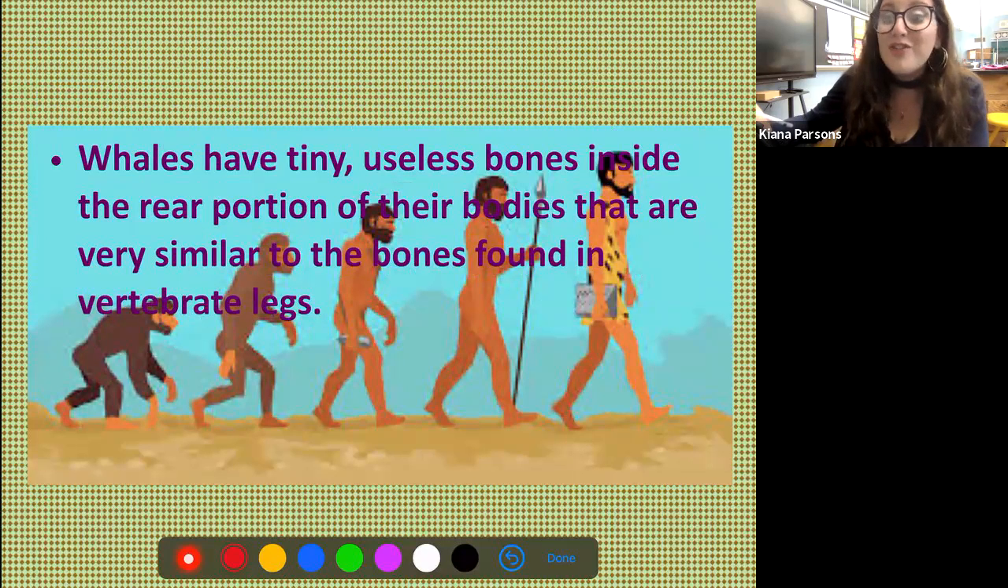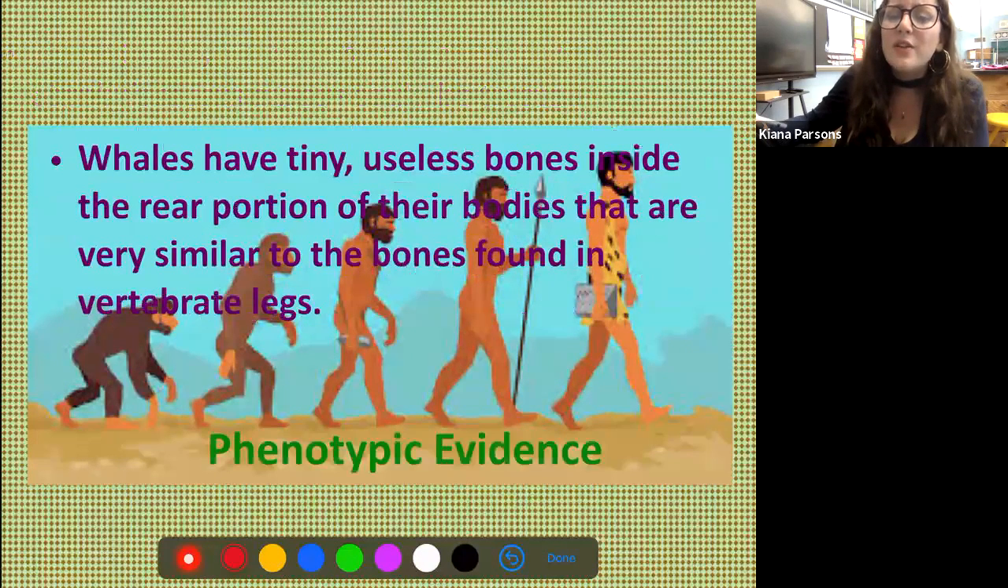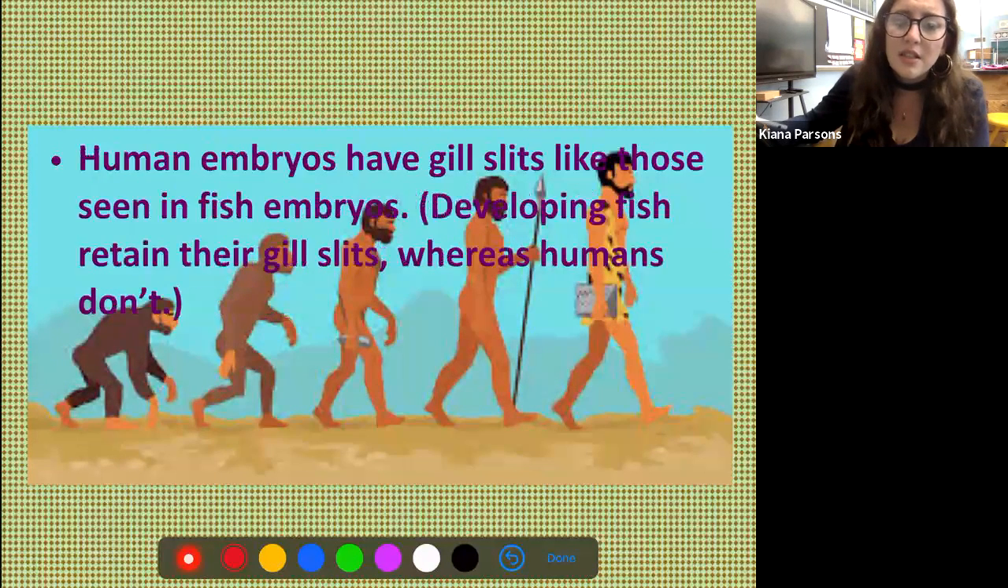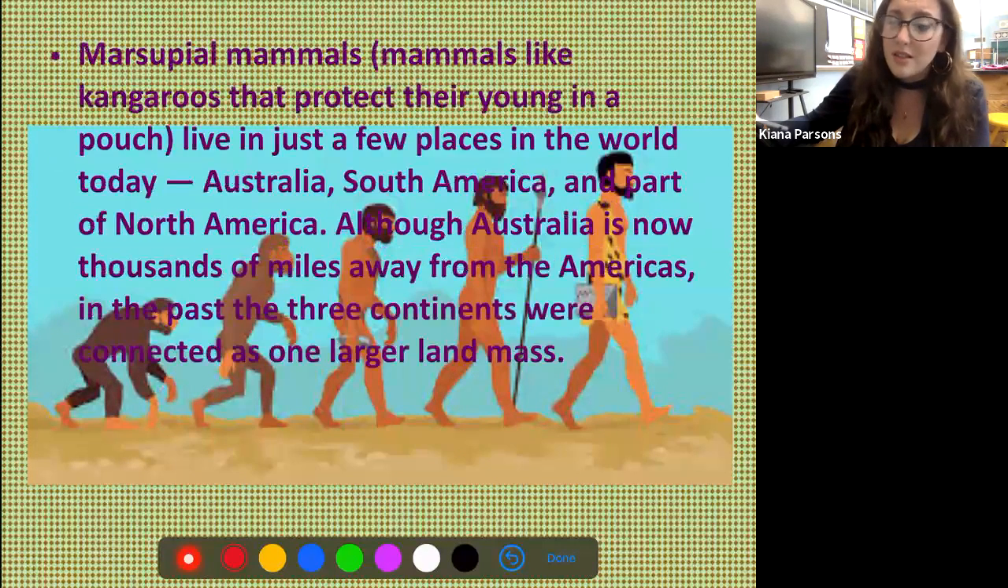We're actually going to watch a video about these whales. Whales have tiny useless bones inside the rear portion of their bodies that are very similar to the bones found in vertebrate legs. We can see the similarity. This is phenotypic evidence. Human embryos have gill slits like those seen in fish embryos. Developing fish retain their gill slits, whereas humans do not. This is comparative embryology, which is phenotypic evidence.